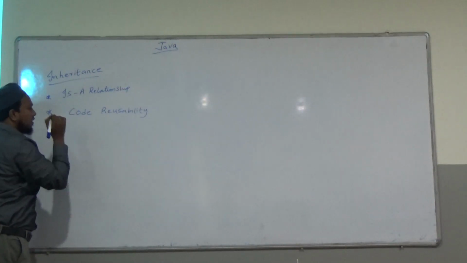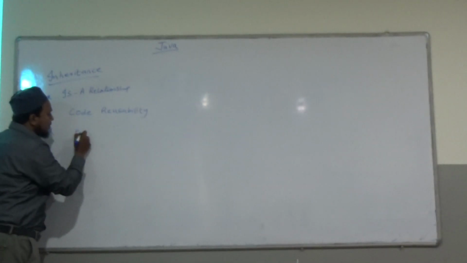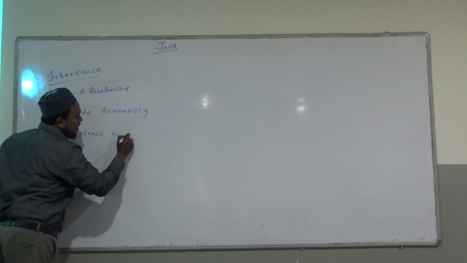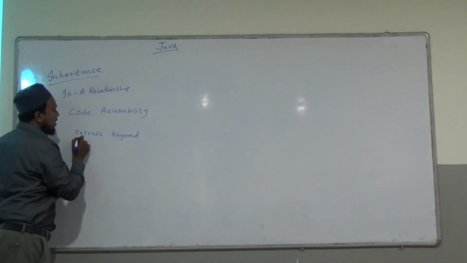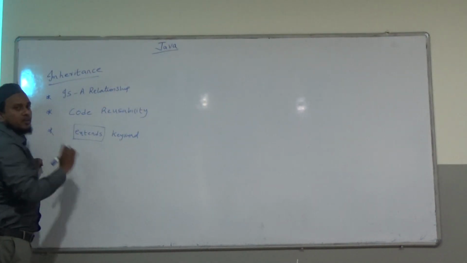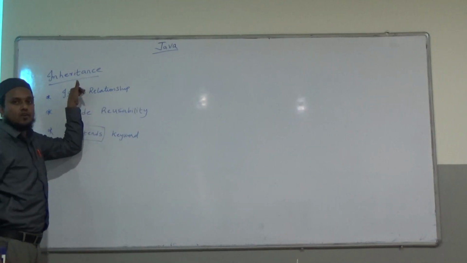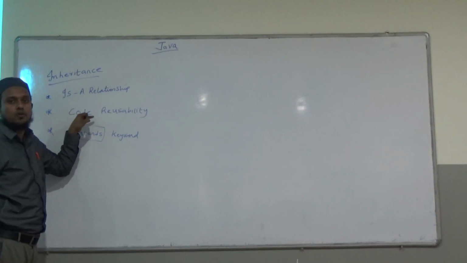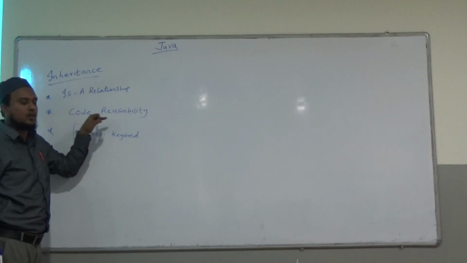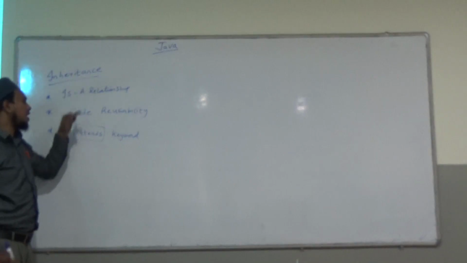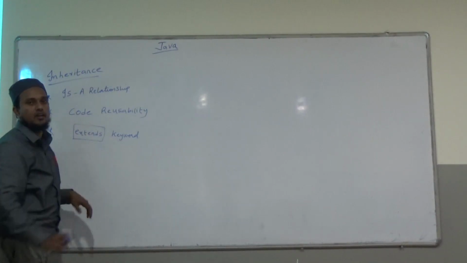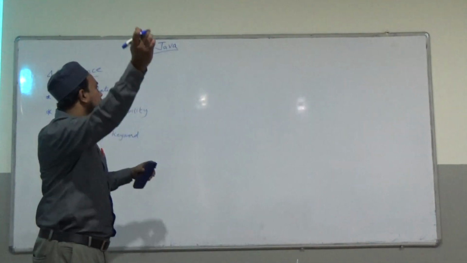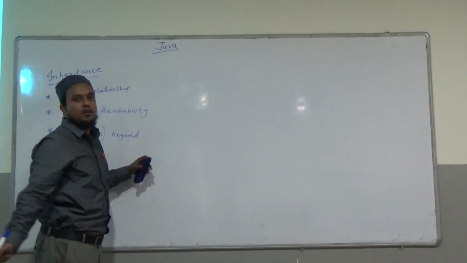The third important point we have to remember is the extends keyword. To implement the inheritance concept, we have to use this extends keyword. Clear? Inheritance is also called an is-a relationship. Inheritance's main agenda is code reusability. To implement inheritance, we have to use the extends keyword. These are the three main points. Now let us write one small basic program so that you get more clarity.